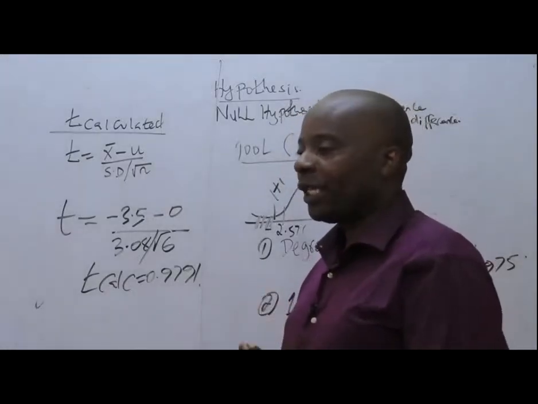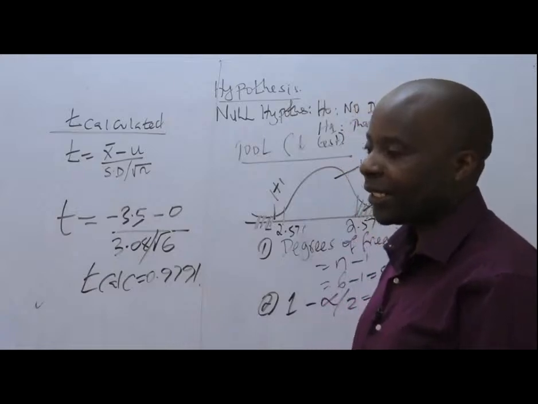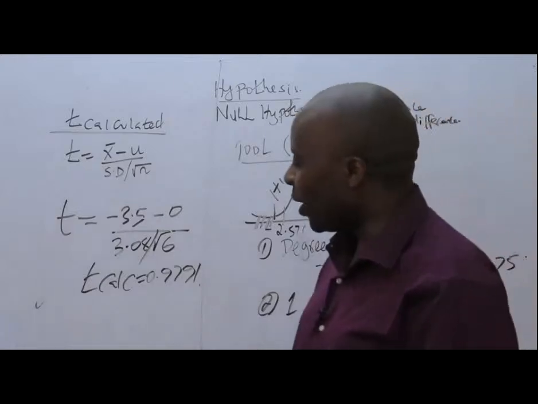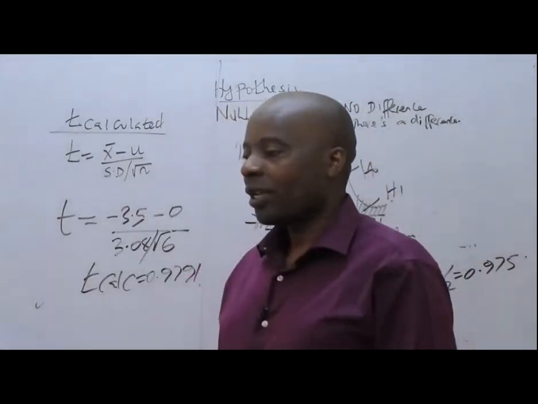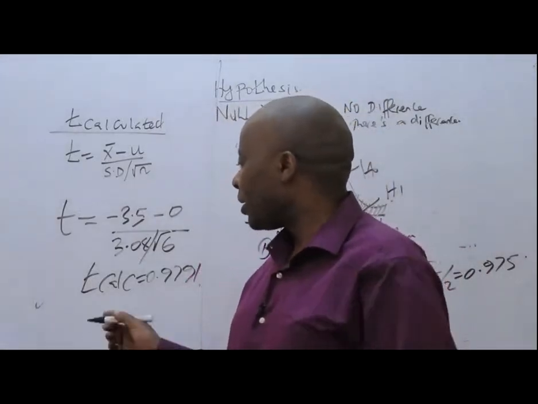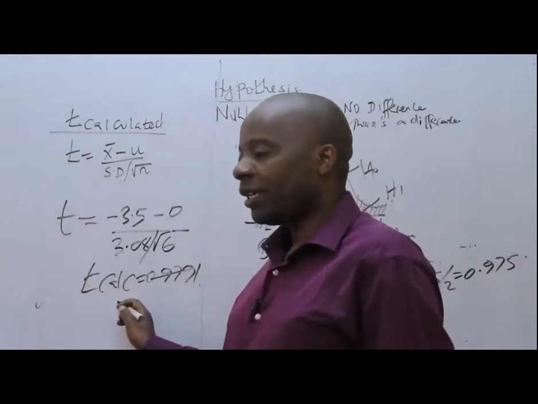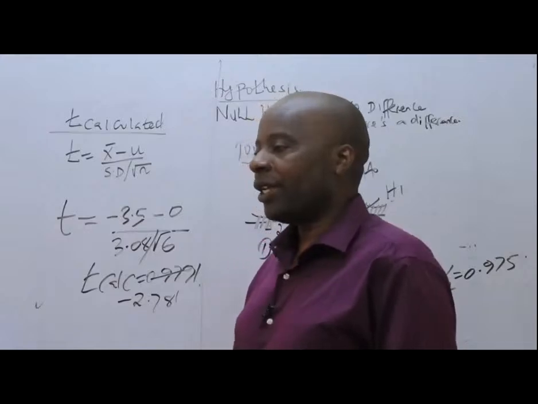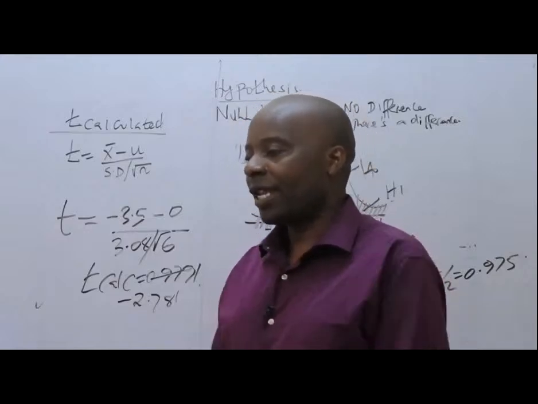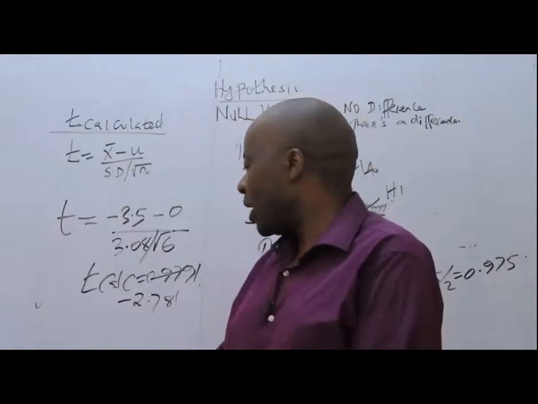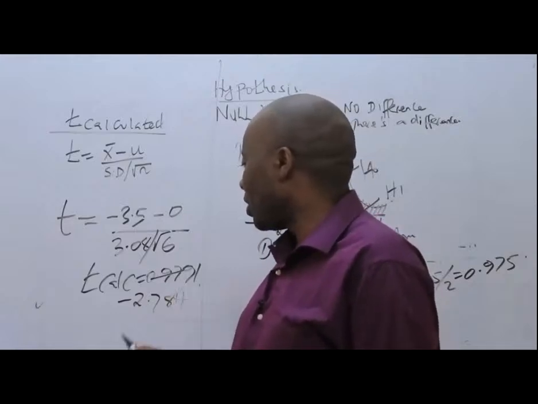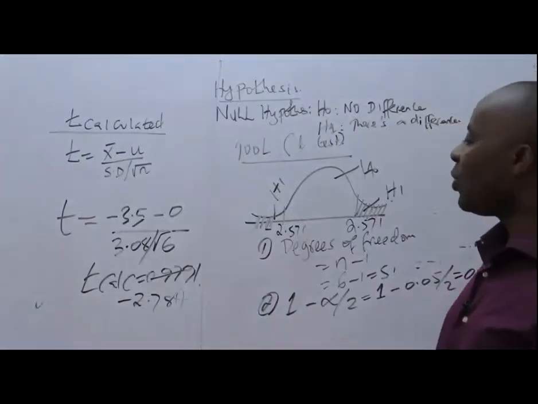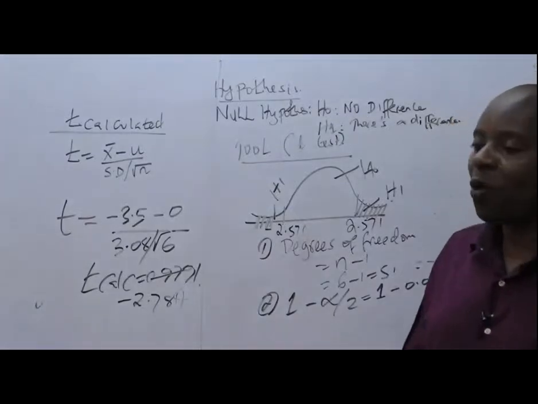I would really wait for other students here to give us an answer. Minus 2 point, check this again. Minus 2.781, or 84. Thank you very much. So in that regard, could you kindly tell me where this minus 2.784 falls?